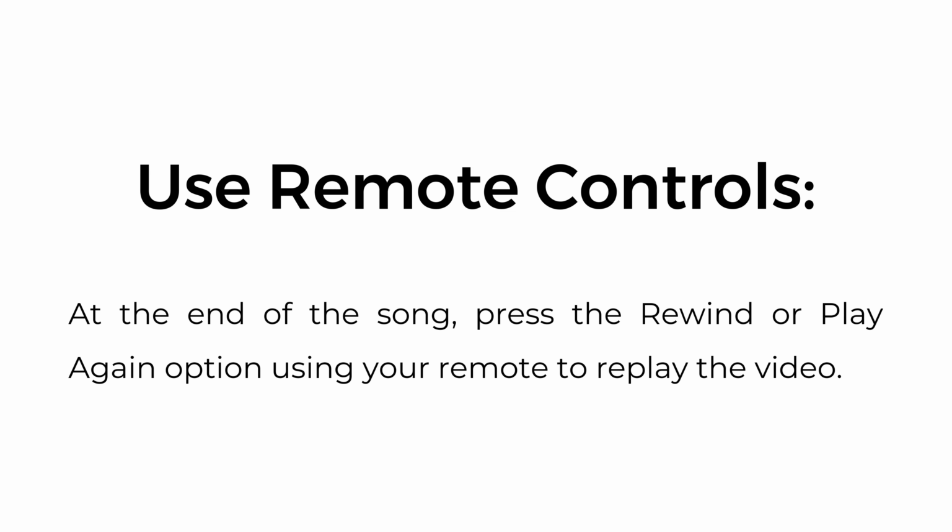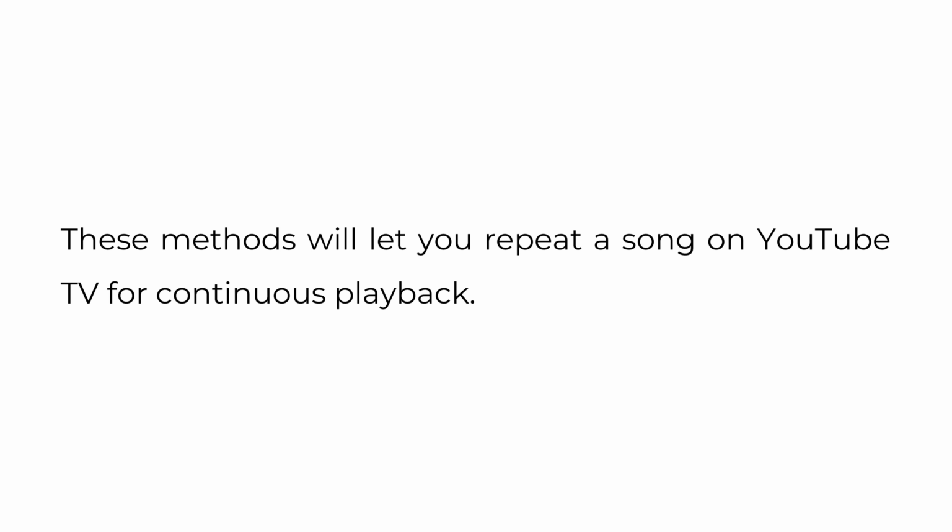Use remote controls. At the end of the song, press the rewind or play again option using your remote to replay the video. These methods will let you repeat a song on YouTube TV for continuous playback.